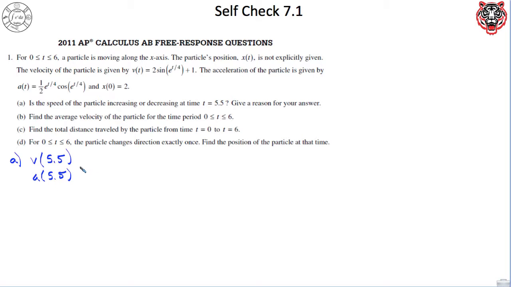The velocity at 5.5, I got on my calculator, negative 0.453. How did you get that?